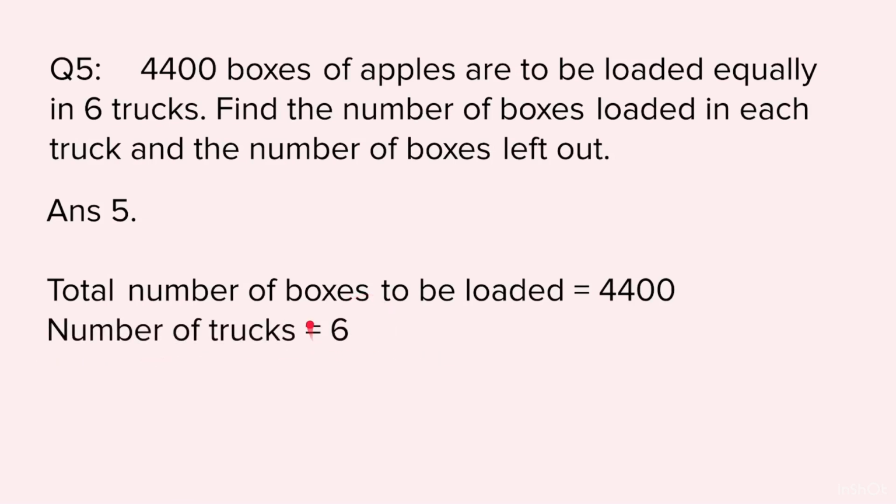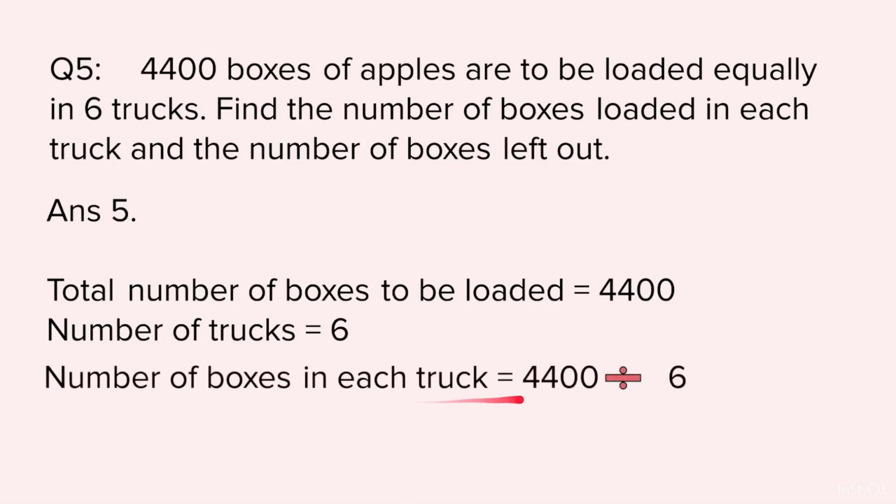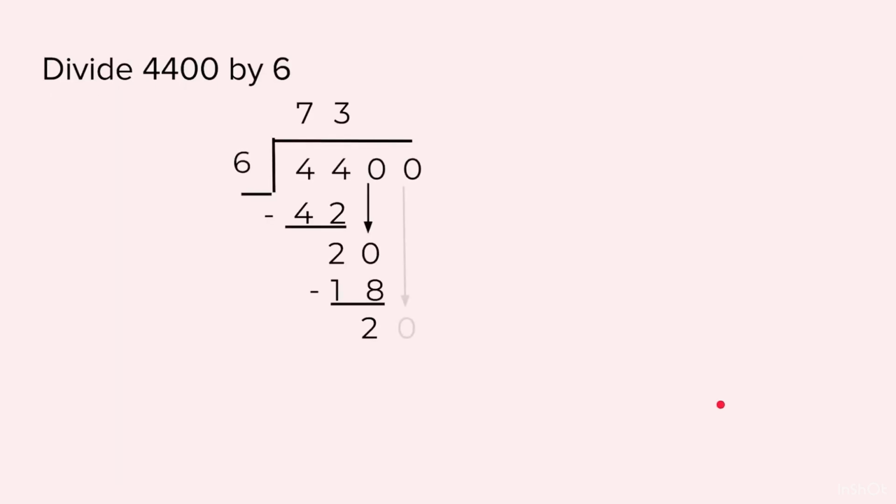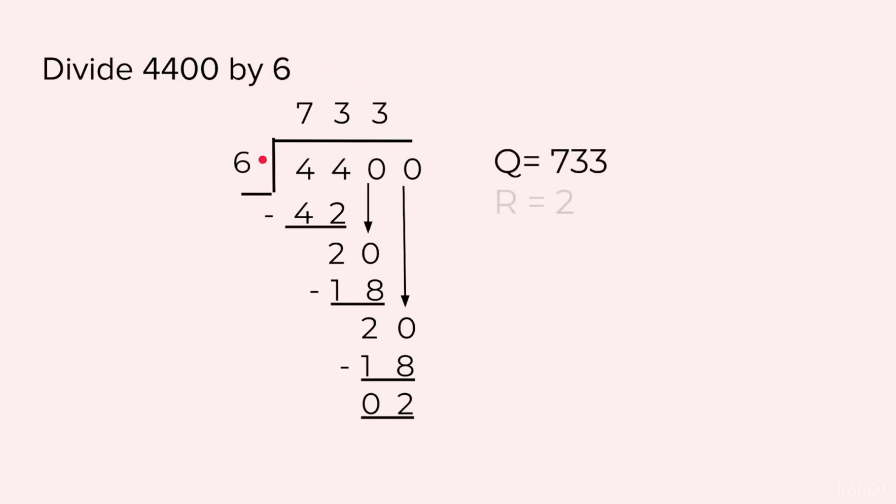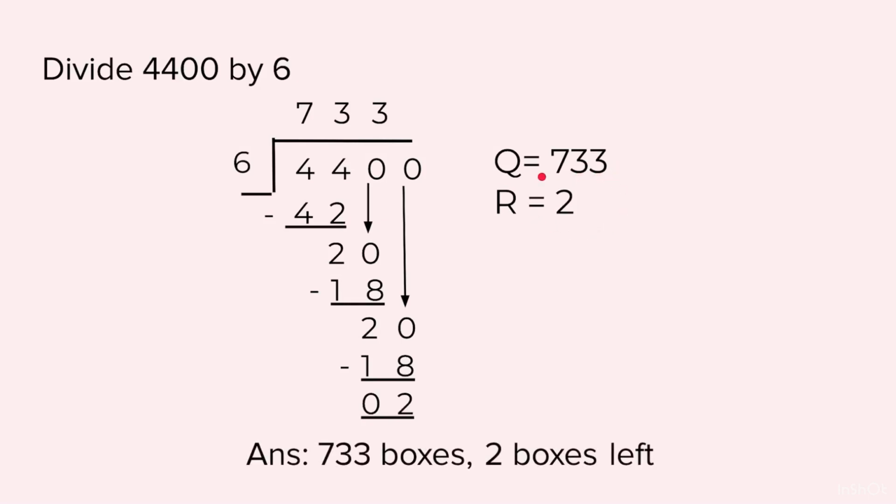In 6 trucks they are loading 4400 boxes. Back to the question. Find the number of boxes loaded in each truck and the number of boxes left out. So we will write number of boxes in each truck is equal to 4400 divided by 6. When we divide this by 6, we get 733 as the quotient and 2 as the remainder. That means 733 boxes are loaded in one truck, and after loading all the 6 trucks, 2 boxes are left. So we will write answer 733 boxes and 2 boxes left.